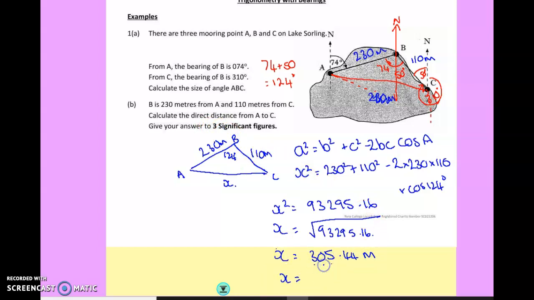I want an answer to 3 significant figures. So there's 1, 2, 3. It's a 4 after the decimal point, so it doesn't round up, it stays as 5. So 305 meters.